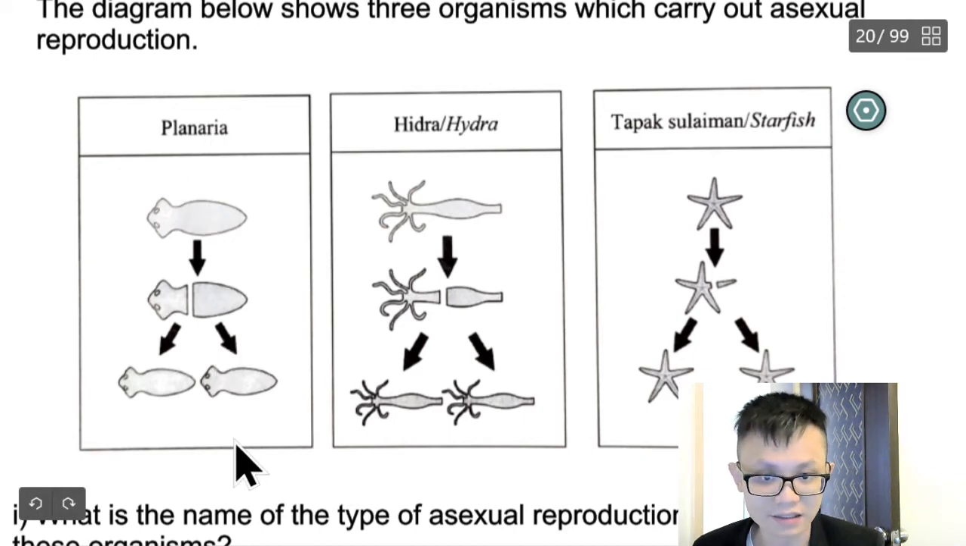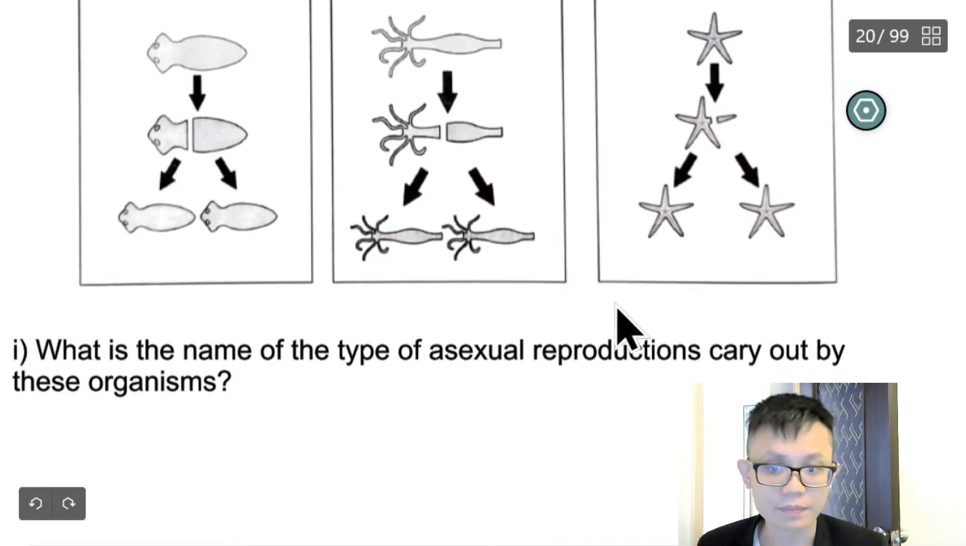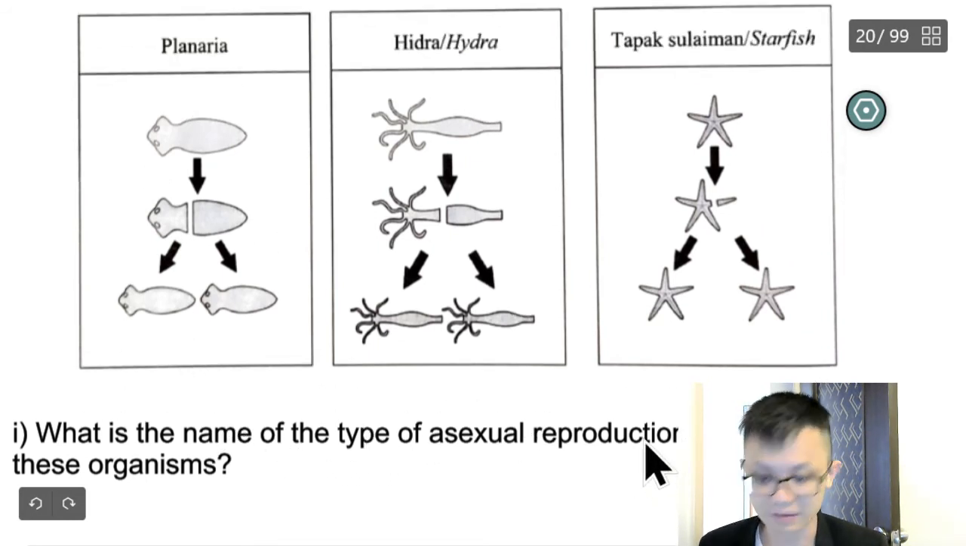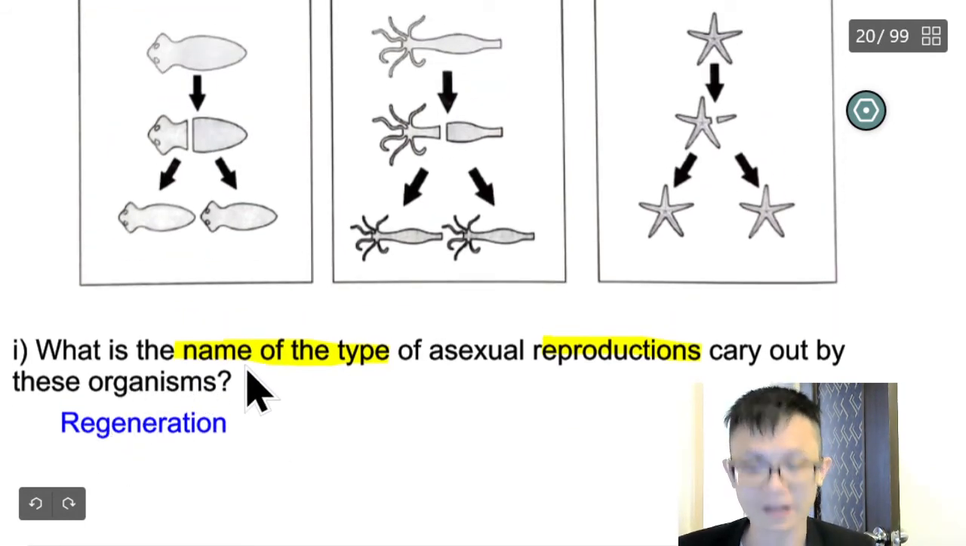So we can see this one, hydra, and also starfish. After you cut it, it just starts to divide. What is the name of the type of asexual reproduction carried out by this organism? So what is the type of reproduction? For this one, the answer will be regeneration.